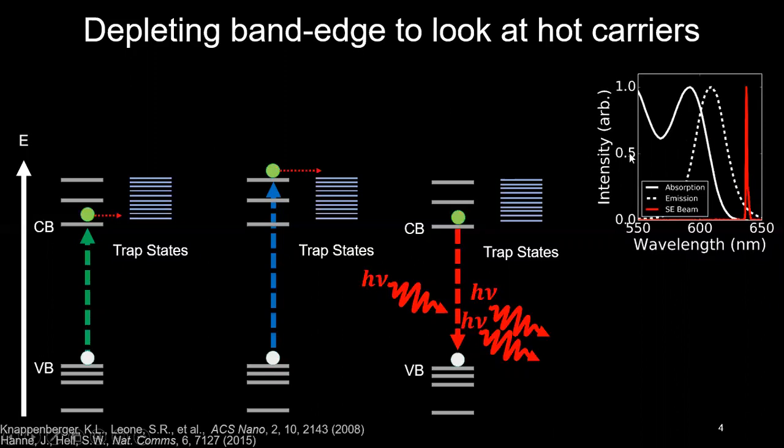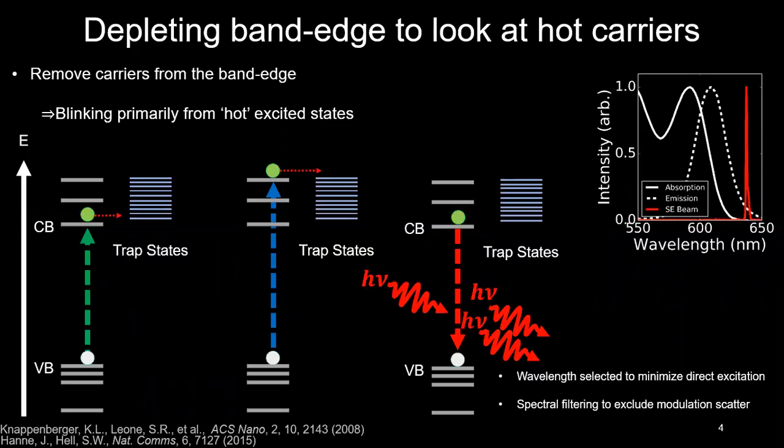Here on the top right, I show you the absorption and emission spectra of these dots, and then in red, the spectrum of the beam I chose to deplete the band edge carriers, with the hope that any blinking we see will then comment on the contributions from hot carriers, because we know there's differences in the blinking from hot and cooled carriers. And so we chose a wavelength to minimize the direct excitation of the dot, 637 nanometers, on the red edge of the emission spectrum, and hopefully we're able to look at the photons coming from the dot without too much laser scatter.